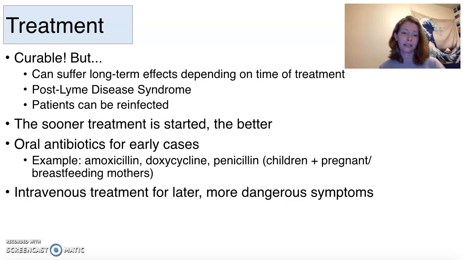Oral antibiotics are for early cases. Amoxicillin and doxycycline, as well as penicillin, are common. And then an intravenous treatment is used later for more dangerous symptoms, like those affecting the nerves and carditis.